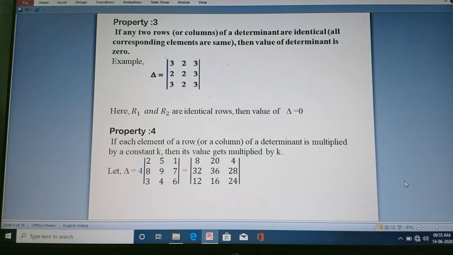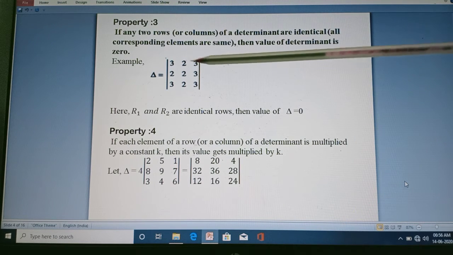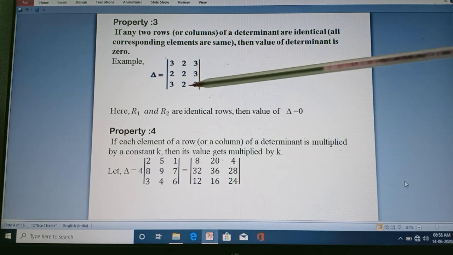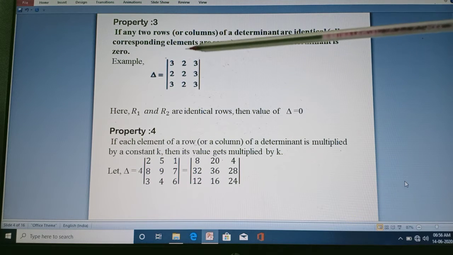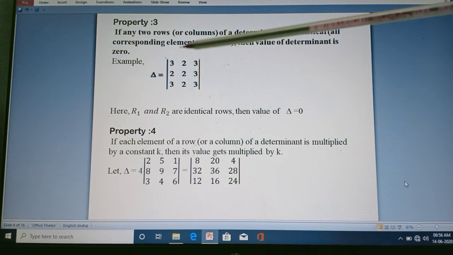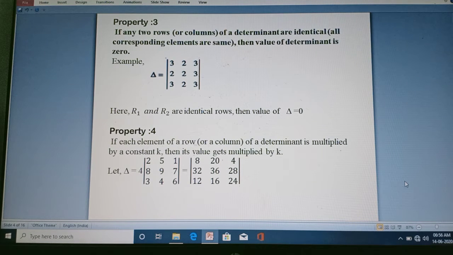Third one is very simple. If any two rows of a determinant are identical, means same, or if any two columns have the same elements, then in that case the value of the determinant will be 0. Here you can see that first row and third row are equal. Elements are equal, 3, 2, 3, 3, 2, 3. So the value of this type of determinant we can say is 0. Similarly, if any identical columns are there, then also it is 0. So this is the third property.